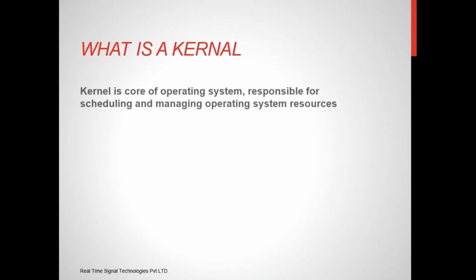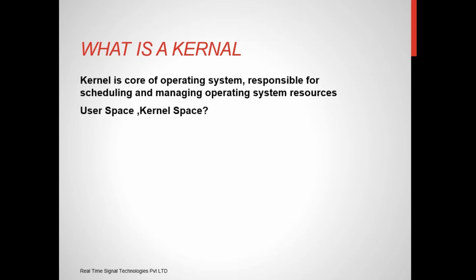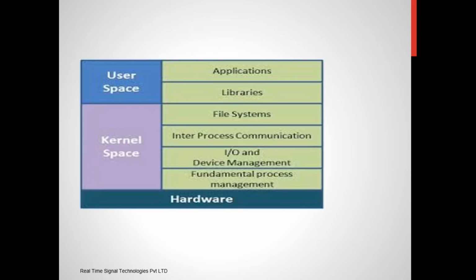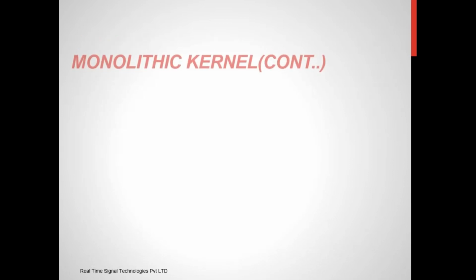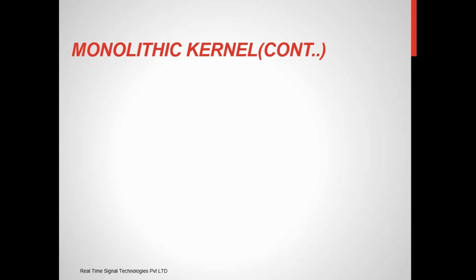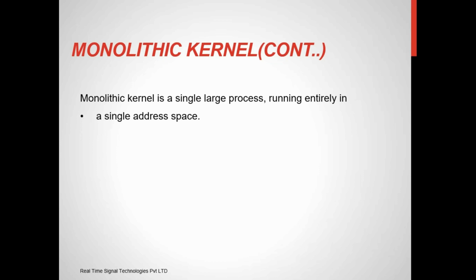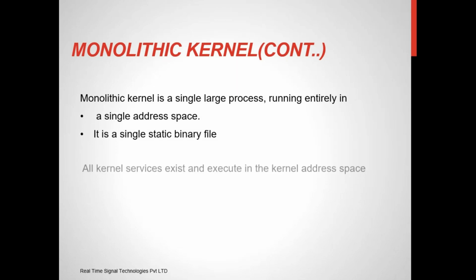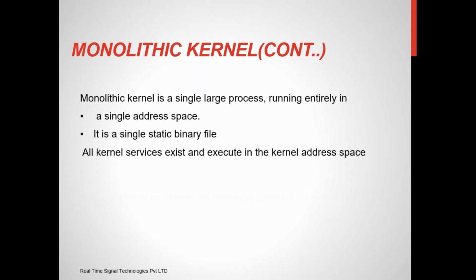Kernel is the core of an operating system which is responsible for scheduling and maintaining operating system resources. If we broadly classify, there are two types of kernel: monolithic kernel and microkernel. How do we differentiate between these two types of kernel? A monolithic kernel will have all the subsystems, like process management, I/O and device management, inter-process communication, etc., in the kernel space. Example: Linux kernel, BSD kernel.